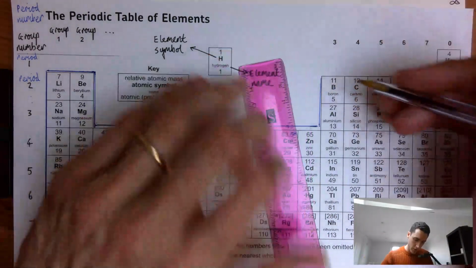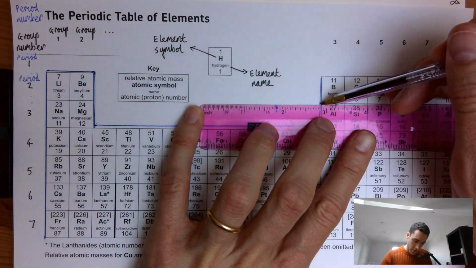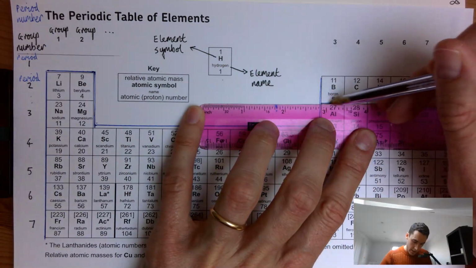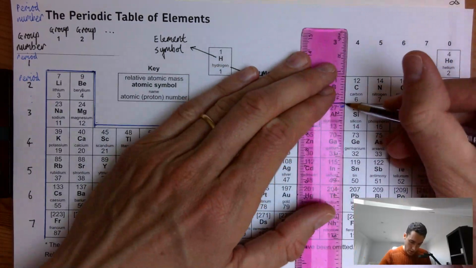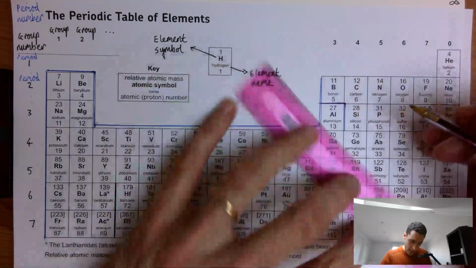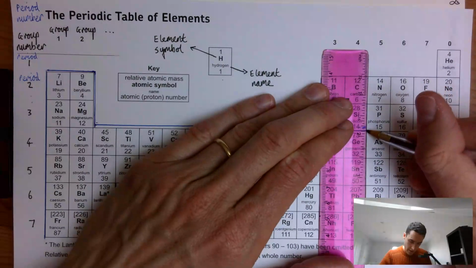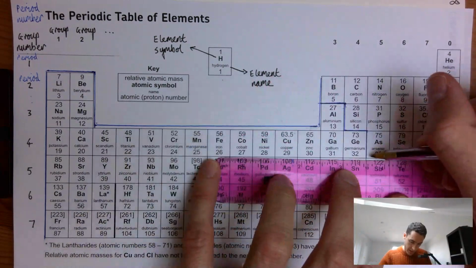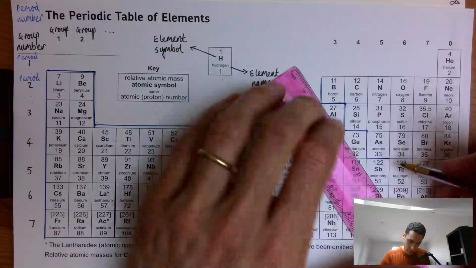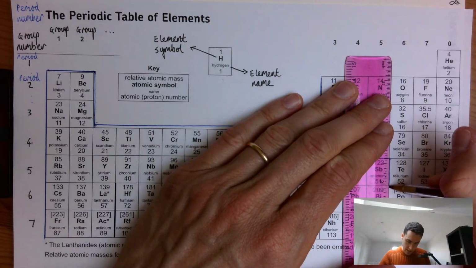Oops, I've gone too far. And then I'm going to stop at aluminium. So I'm then going to go down like this and show them this stepped line. And that's something that comes up in one of the hinge questions later. They've got to recognize that down here, what separates the metals and the non-metals is a stepped line.